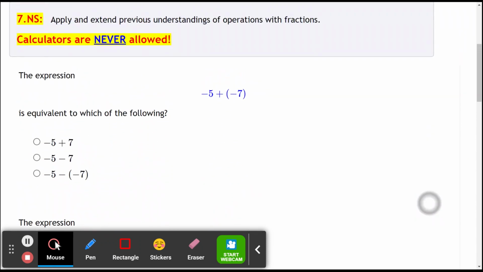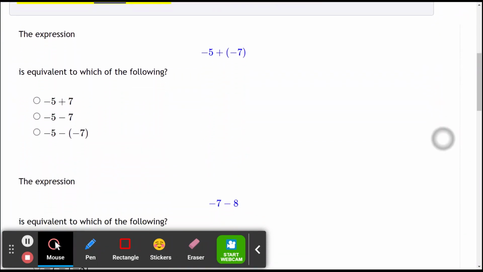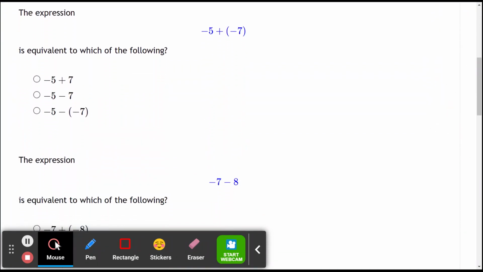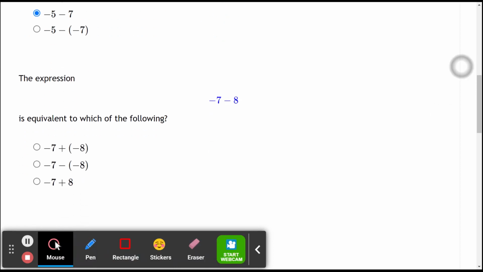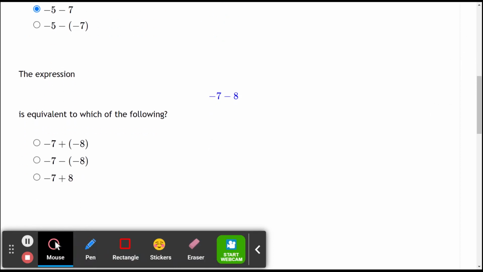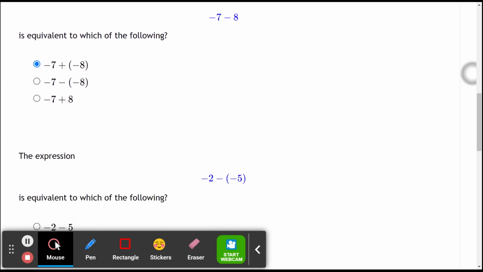Okay, so we have these expressions here. We're on number 14. And so 5 plus -7 is the same thing as -5 minus 7. Just forget that right there. You have -5 minus 7. Now, over here, -7 plus -7 minus 8 is the same thing as -7 plus -8. And yeah, that's it. Can't be anything else.